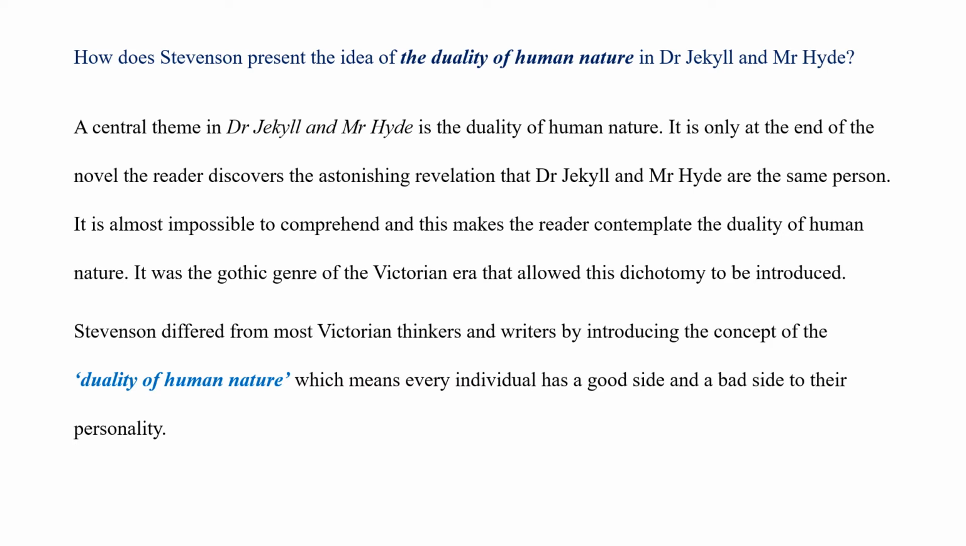Stevenson differed from most Victorian thinkers and writers by introducing the concept of the duality of human nature, which means every individual has a good side and a bad side to their personality.